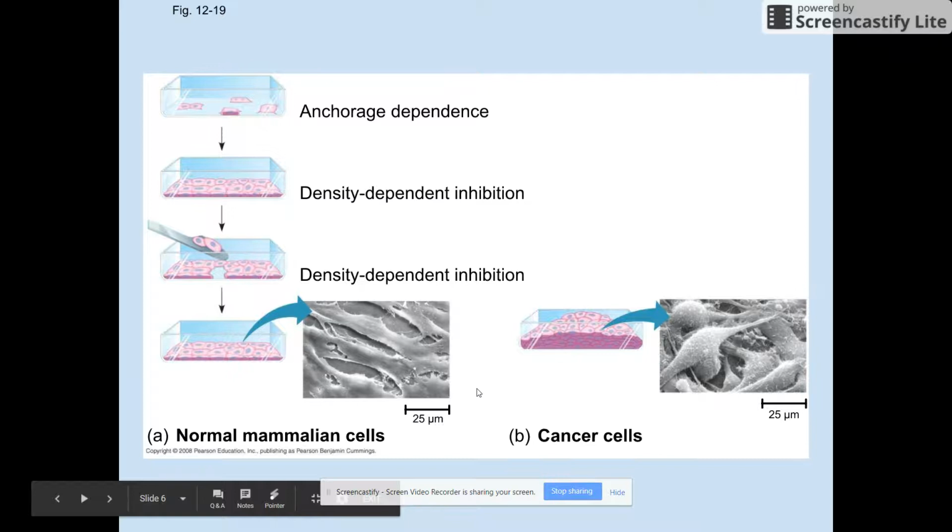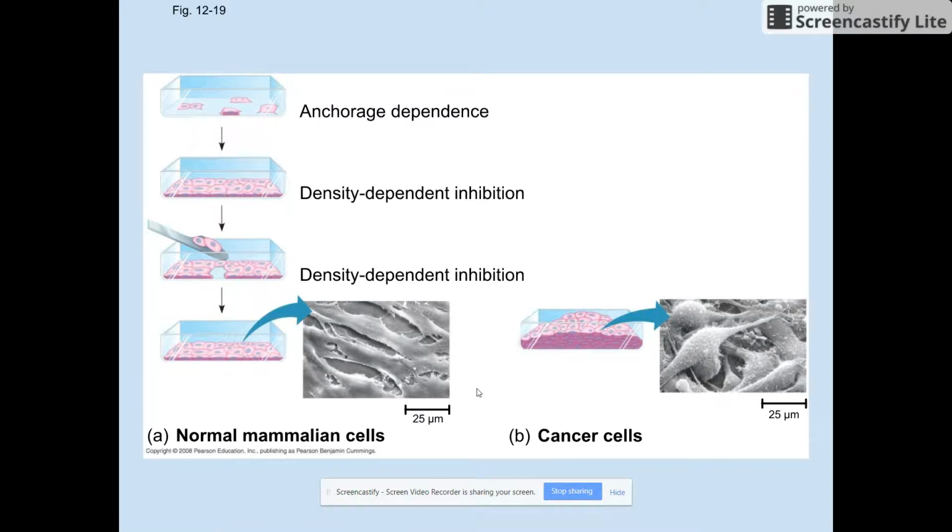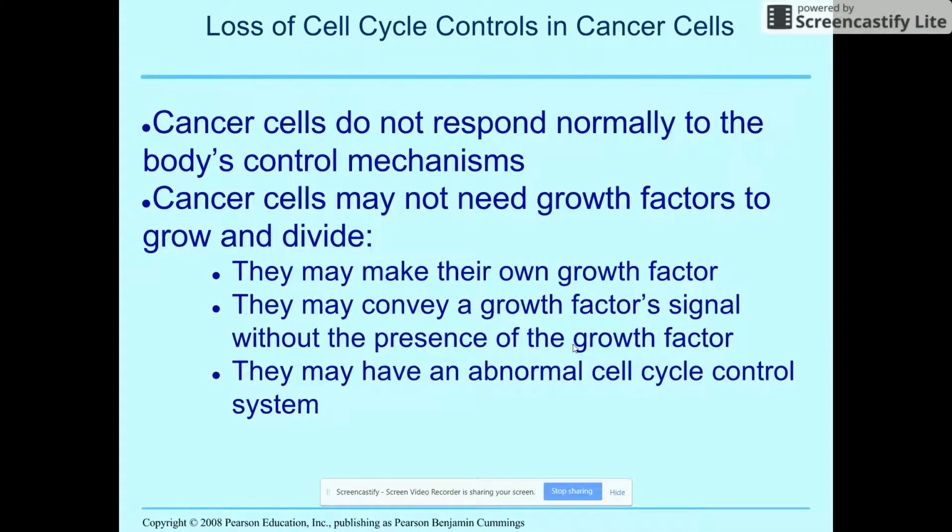Of course, when we have transformation and we develop cancerous cells, they start to lack that normal inhibition, and they will start to divide out of control and pile up in a three-dimensional form, which we now call tumors.